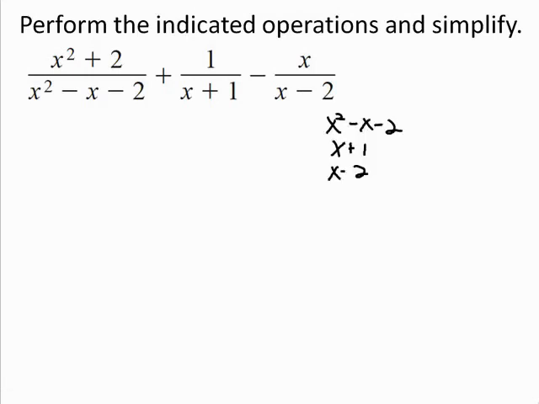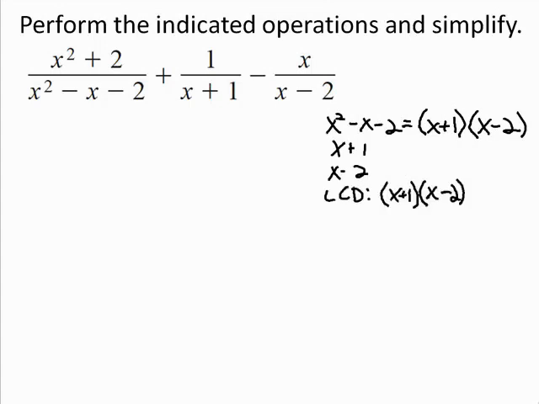The three denominators are x squared minus x minus 2, x plus 1, and x minus 2. x squared minus x minus 2 can be factored into x plus 1 and x minus 2. The least common denominator has to have each of these factors. So the least common denominator is the quantity x plus 1 times the quantity x minus 2.